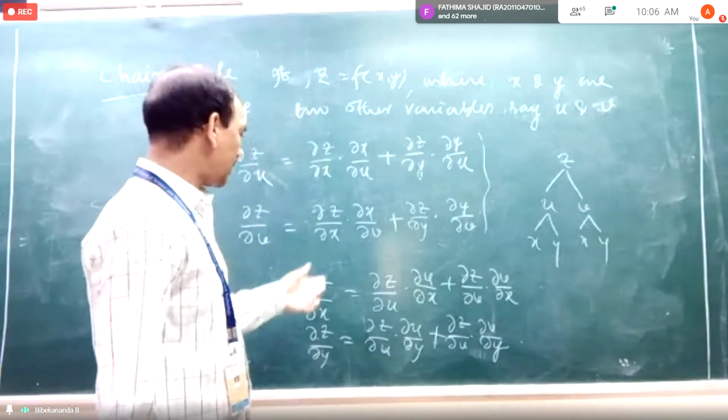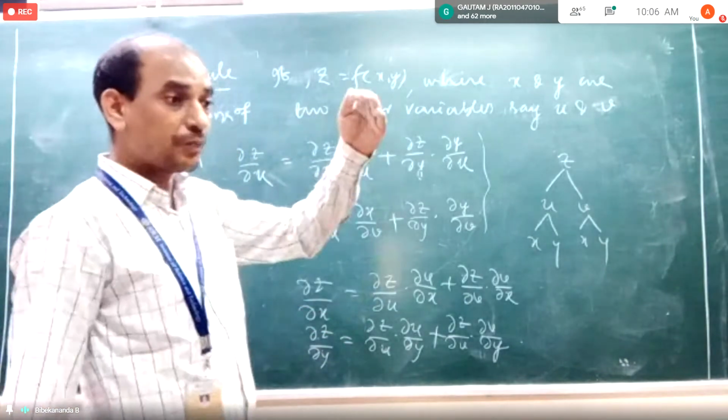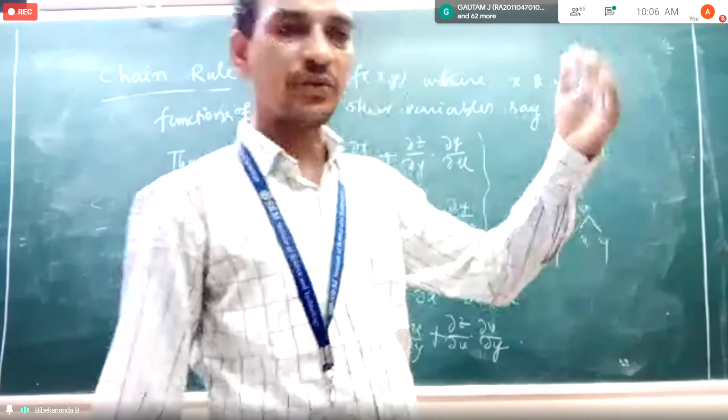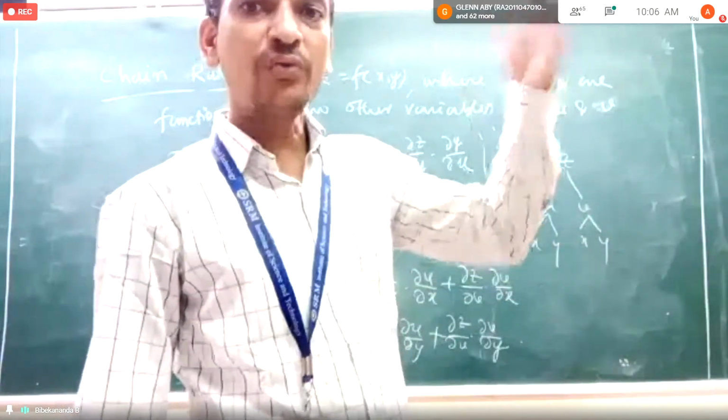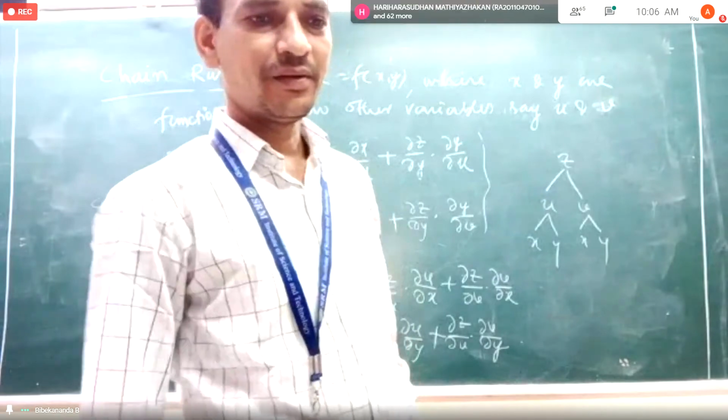You cannot say that the chain rule will always be like this. It depends upon the variables, how they are related to each other. Okay? Is it clear to everybody?